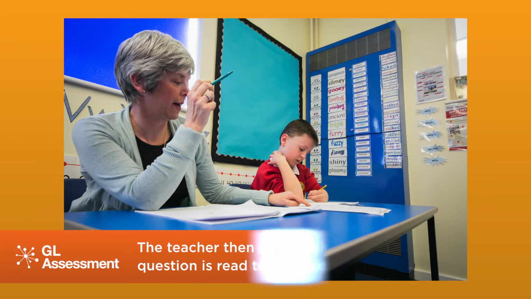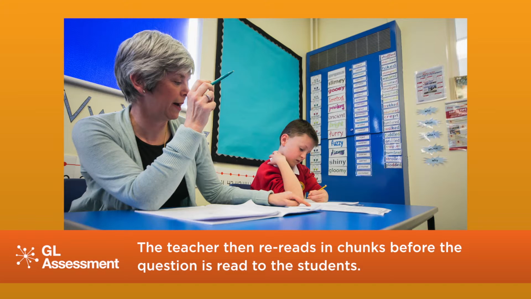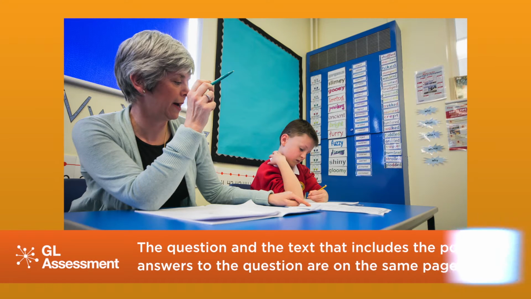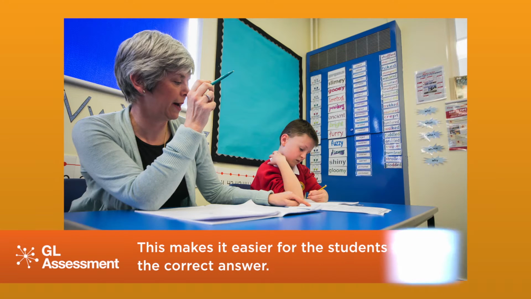You then reread in chunks before the question is read to the students. The question and the text that includes the possible answers to the question are on the same page. This makes it easier for the students to locate the correct answer. The students at level 5 read the answer options.